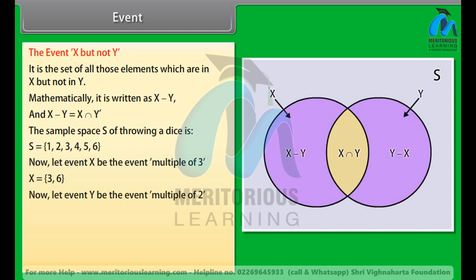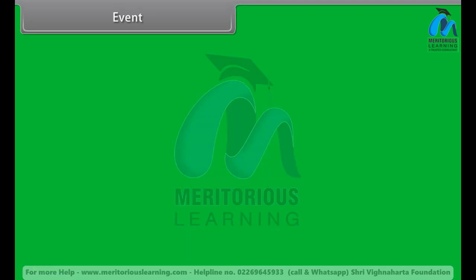Now let event Y be the event multiple of 2. Y = {2, 4, 6}. Then Y dash = {1, 3, 5}. The event X intersection Y dash is {3}.